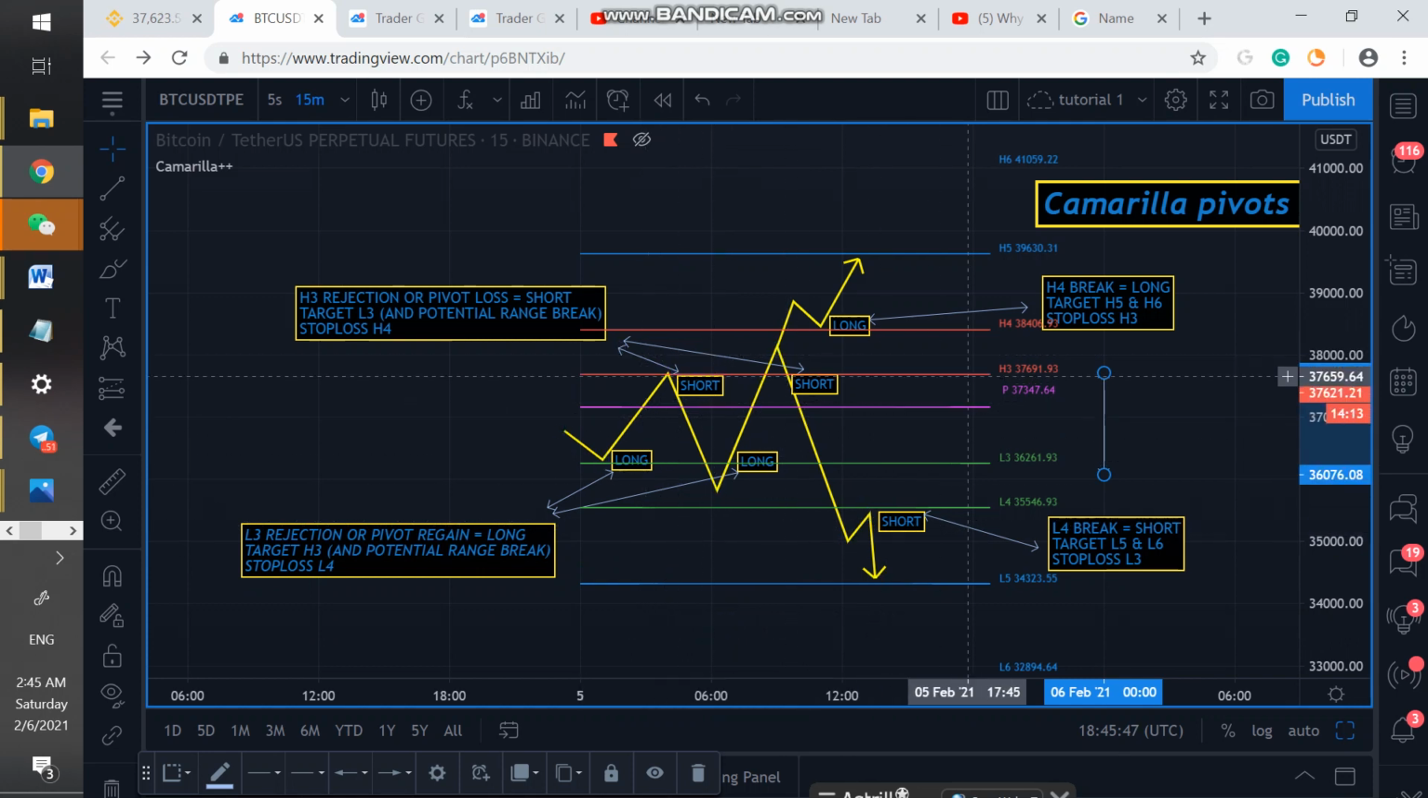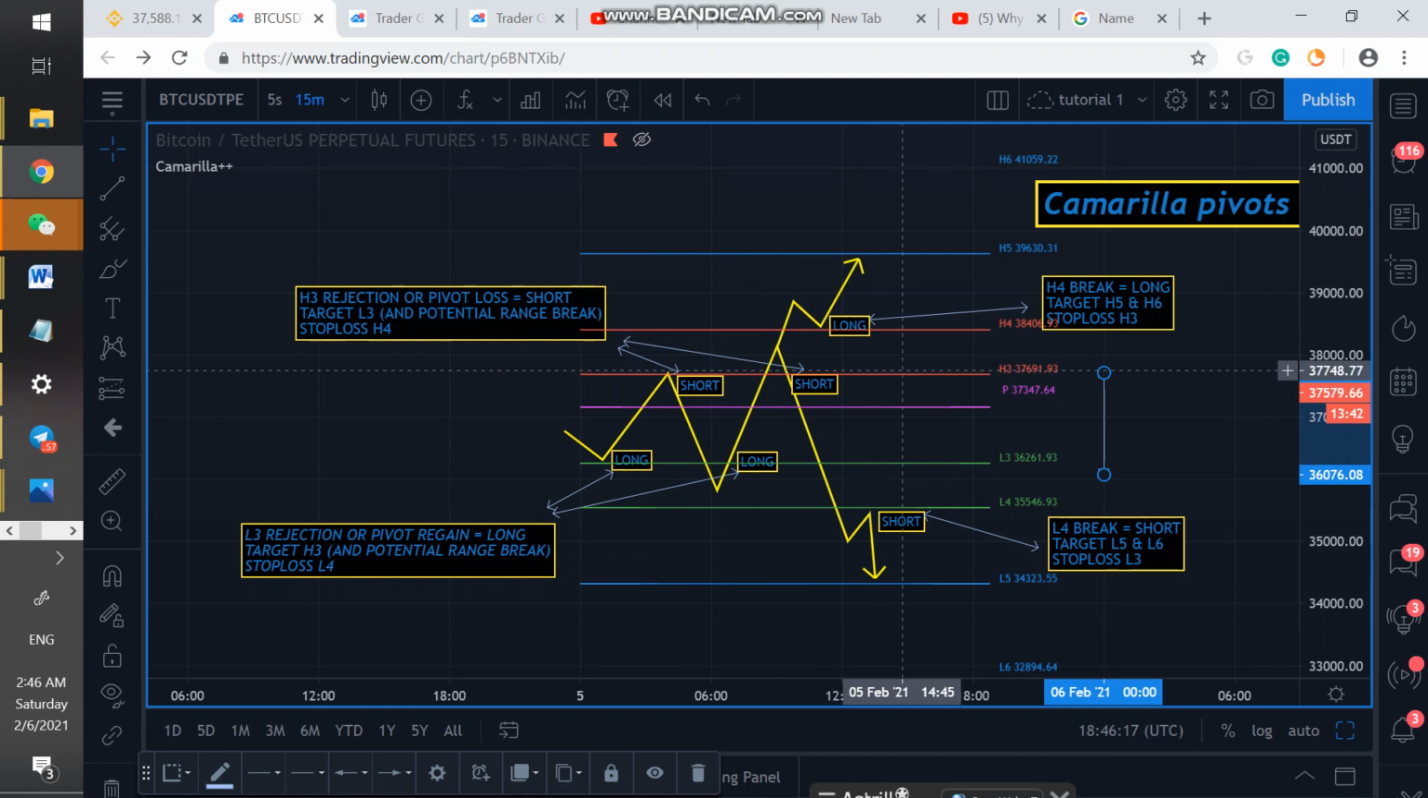So when you see H3 rejected, or it passes H3 and then it's lost, that is your cue to short for the other range side, L3, down here. That could be your take profit. You could also hold some to see if the range breaks, or you could try to trade the range again, or do both with two different accounts, which is like insurance.